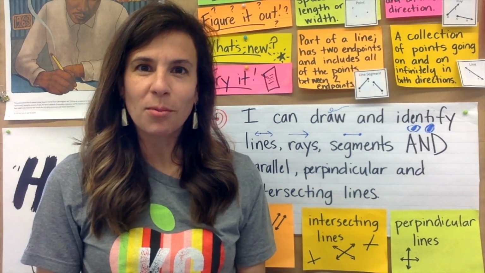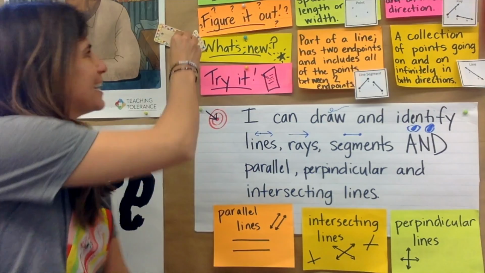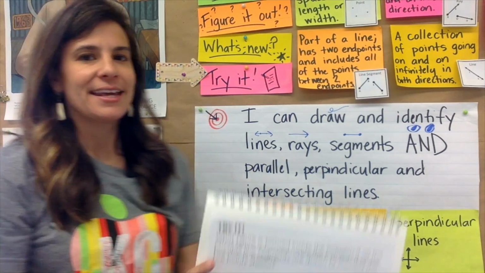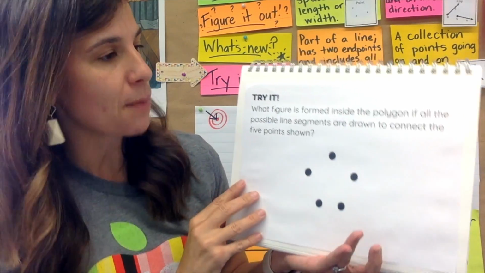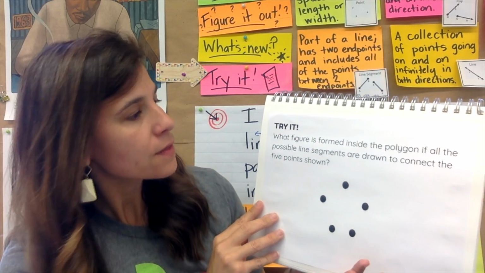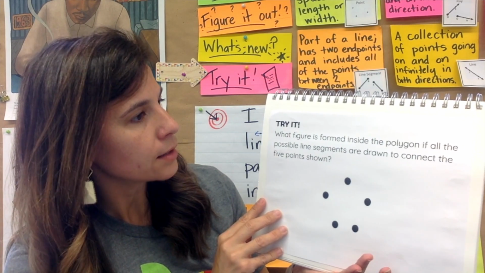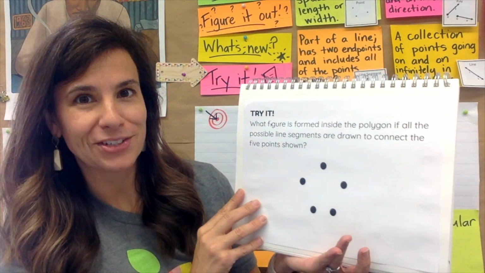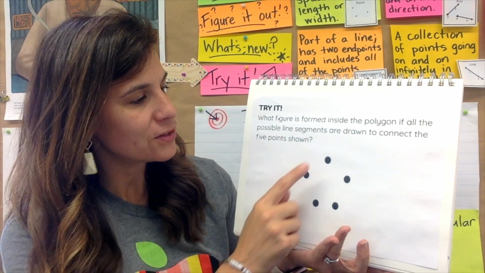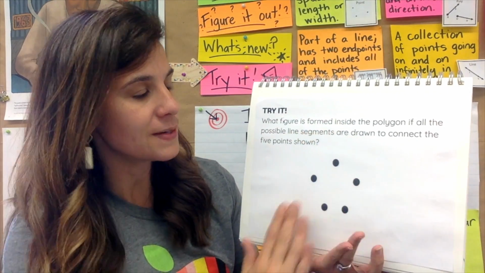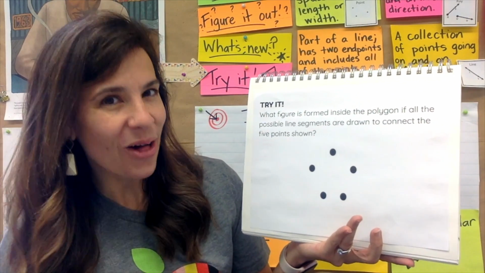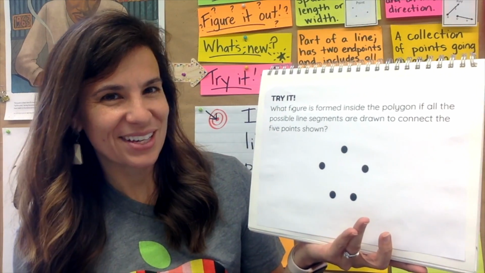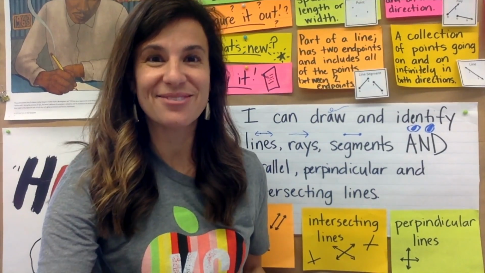Thanks for doing some geometry with me today during What's New. It's time for Try It. Now, this one today says, what figure is formed inside this polygon if all the possible line segments are drawn to connect the 5 points shown? So think about if you connected all of these points together every which way, what polygon would you make? Could be kind of interesting. Can't wait to see what you do with that.